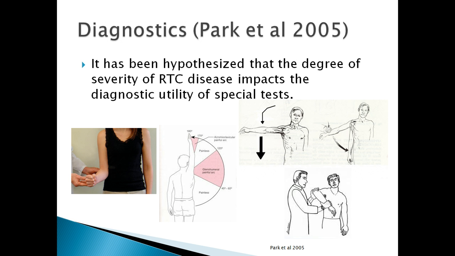It has been hypothesized that the degree of severity of rotator cuff disease impacts the diagnostic utility of special tests. Therefore, Park et al. in 2005 conducted a study to assess whether the combined accuracy of testing could be more successful. These tests were the infraspinatus muscle strength test, the painful arc test, the drop arm test, and the Hawkins-Kennedy.